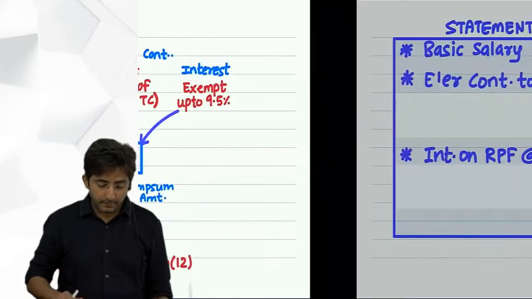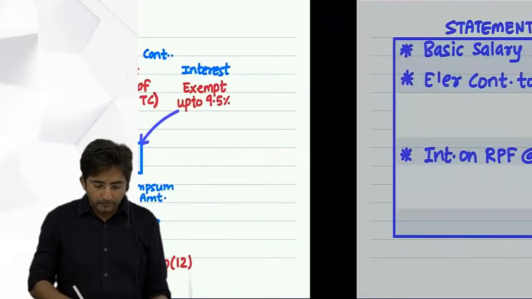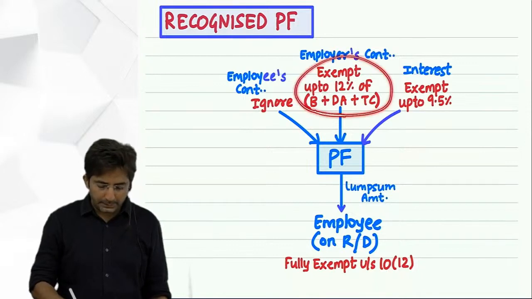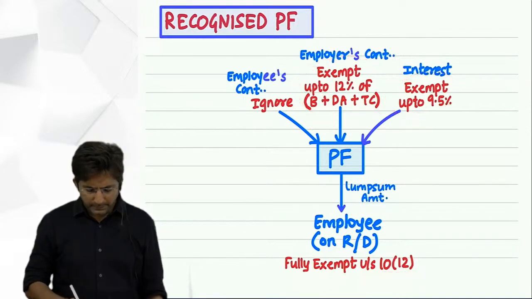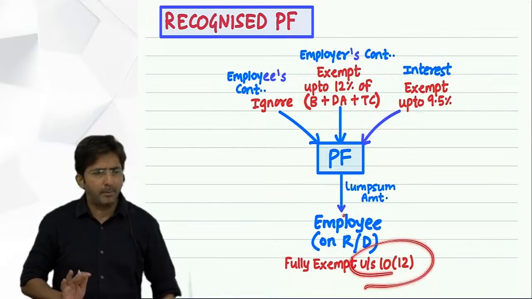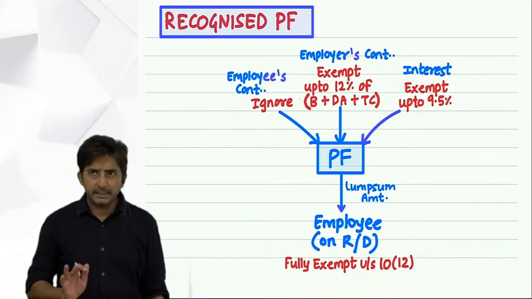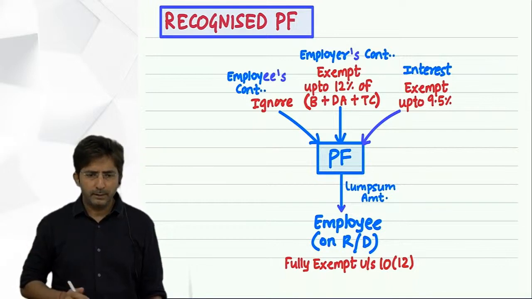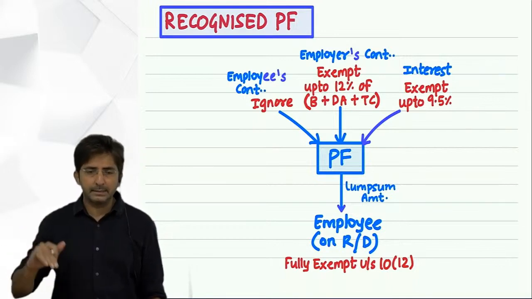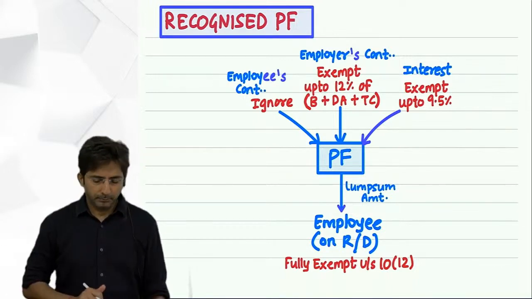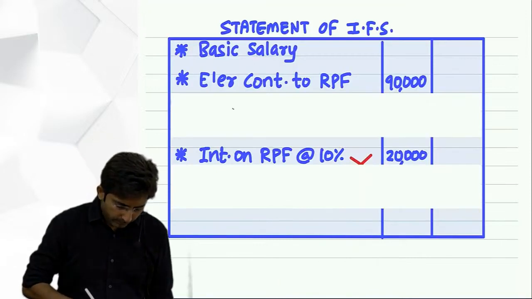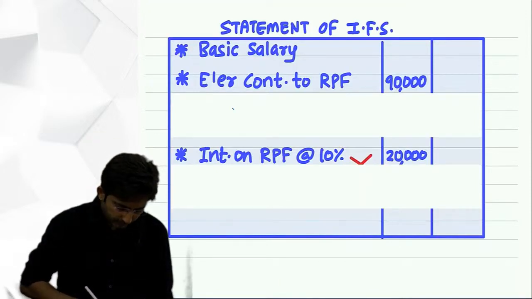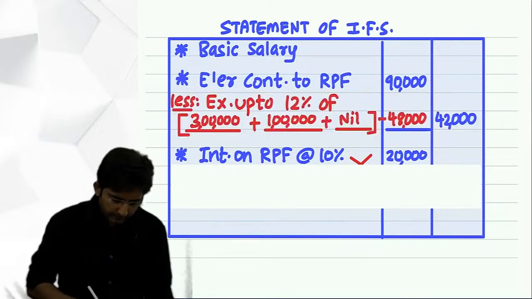Exempt. Here again, no section. Still, if you want to mention a section, you can say 10(12), but we have reserved the section for the lump sum amount only, okay? So just write exempt up to 12% of basic salary, dearness allowance and turnover commission. This way you will present exempt up to 12%.